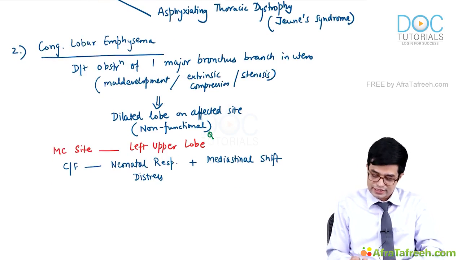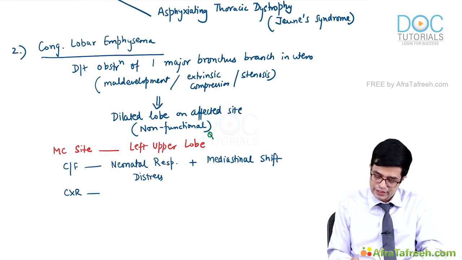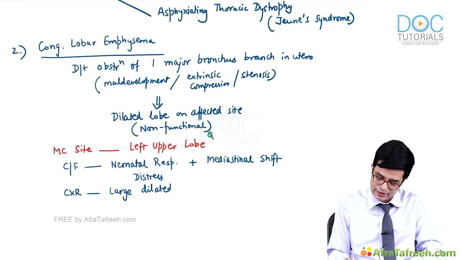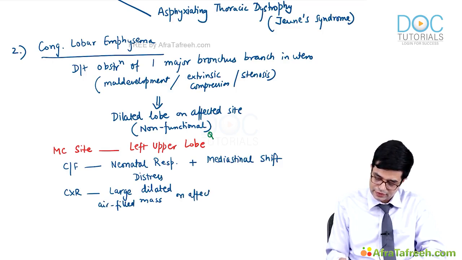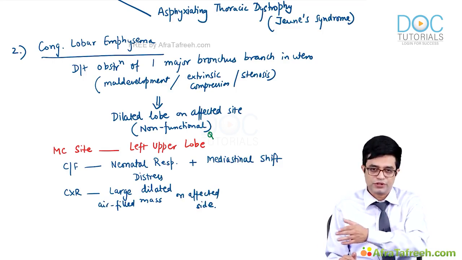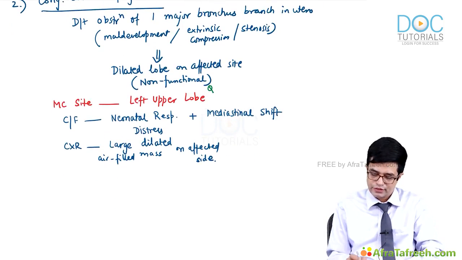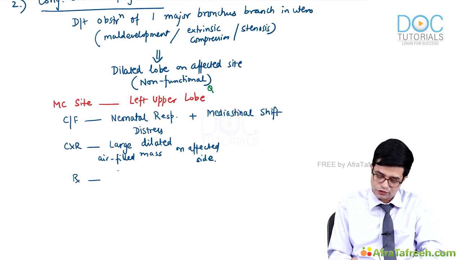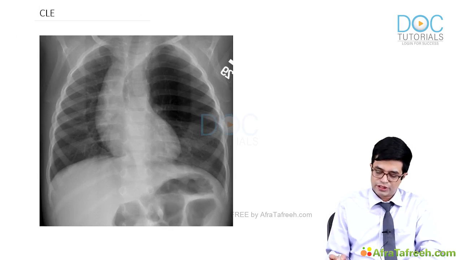When you perform a chest X-ray, you will find a large dilated, air-filled mass on the affected side, pushing the other side to the opposite end of the thorax. Treatment is simple. You need to perform surgical resection. Treatment is surgical resection. Look at this picture.